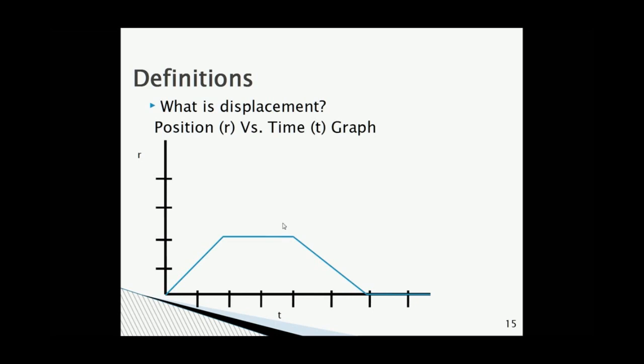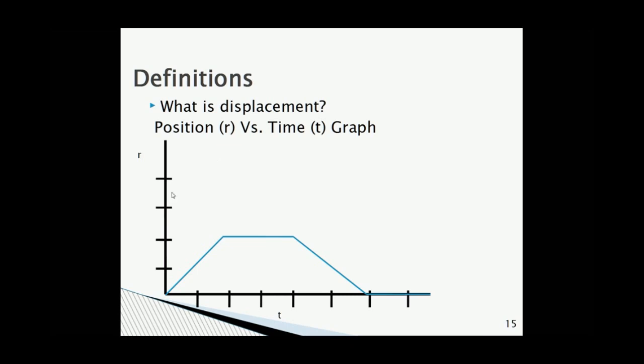Here is a position, which is represented by r on the vertical axis, versus time, which is represented by t on the horizontal axis graph. Here you have a change in your position, because you have a positive increase in position. And here you have no change in position over time. Here is your increase in time. As time increases, from this point to this point, you have no change in position. And here you have a negative change in position back to the horizontal axis. And once again, you have no change in position.